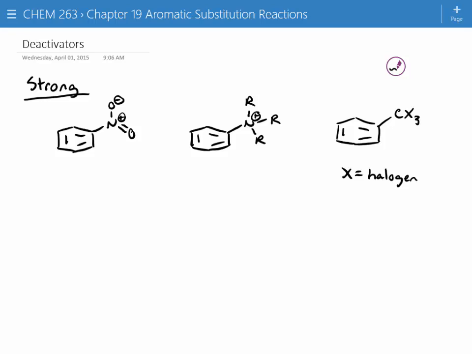Why is this so electron withdrawing? I heard somebody say induction, right? If we've got 3 halogens, that's sucking a lot of electron density out of the ring just through induction, not by resonance. So all 3 of these are examples of strong deactivators. Now let's go to the moderate deactivators.